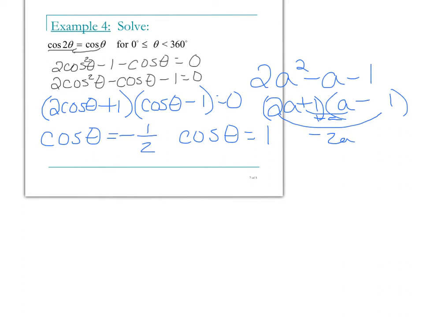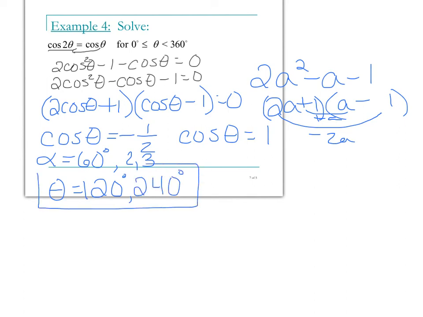So the reference angle for this is 60. It's negative, so it's in quadrants 2 and 3. So your theta is going to be 120. And then in quadrant 3, it's going to be 240. So that will take care of that one.